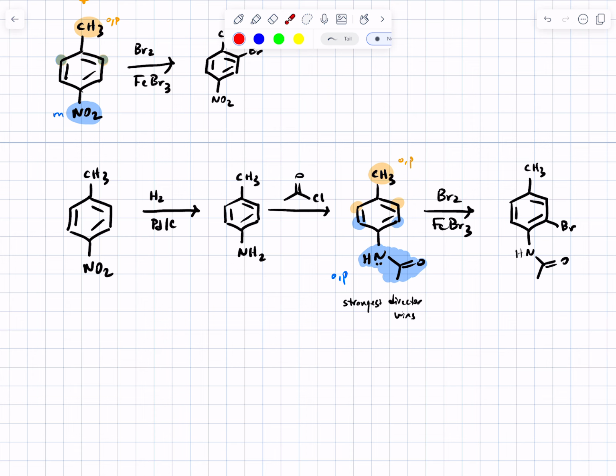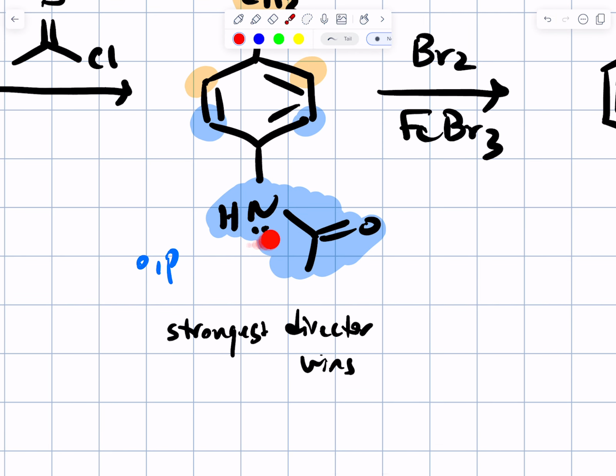Questions about that? Yeah. Could you remind me why the amide there is a... Why the amide group is a donating group? Because it's got lone pairs on a heteroatom adjacent to the benzene ring. So those lone pairs can still donate into the ring.